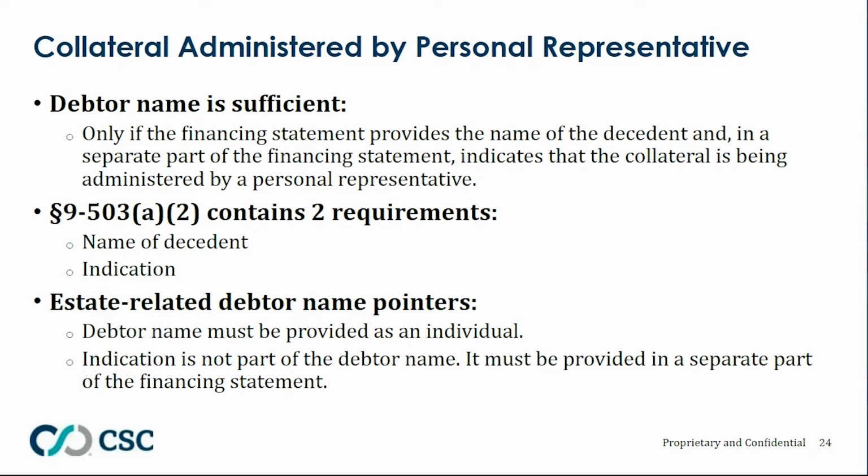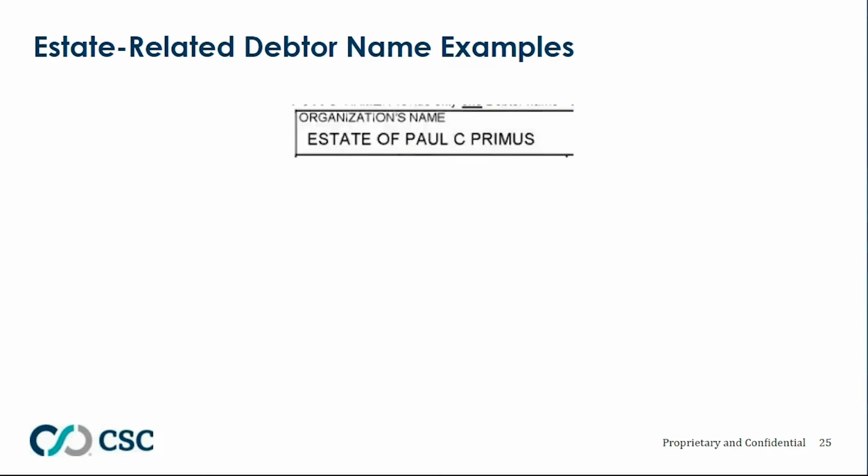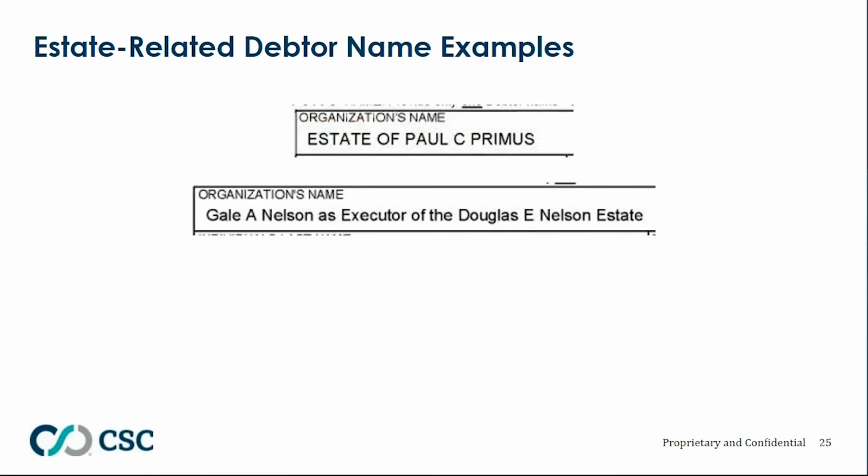So here's some examples. We have the estate of Paul C. Primus. It was placed in the organization name field. In addition, it's labeled as indicating it's an estate. Both of those are errors. It should be Primus in the last name, Paul in the first name, C in the middle name, and check the box to indicate it's being administered by decedent's personal representative.